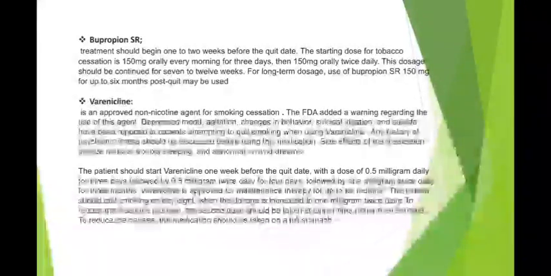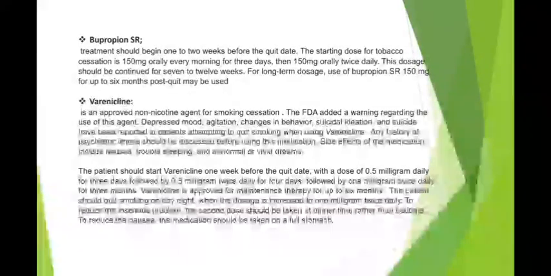If we talk about nicotine or tobacco dependence, then we have second line treatment, that is bupropion or varenicline. Bupropion treatment should begin 1 to 2 weeks before the quit date. The starting dose for tobacco cessation is 150 milligrams orally every morning for 3 days, then 150 milligrams orally twice daily. This dosage should be continued for about 7 to 12 weeks. For long-term use of bupropion SR, 150 milligrams for up to 6 months post quit may be used.